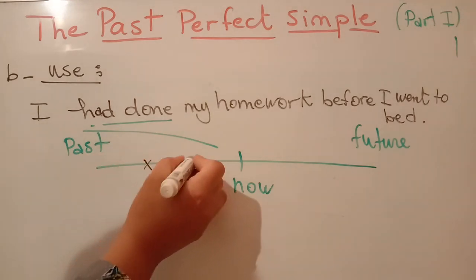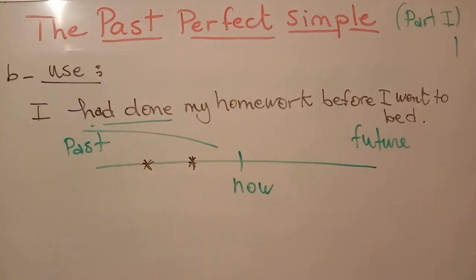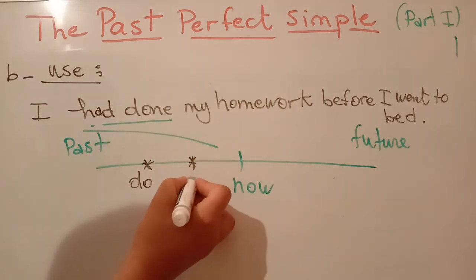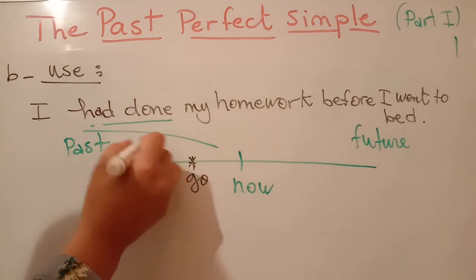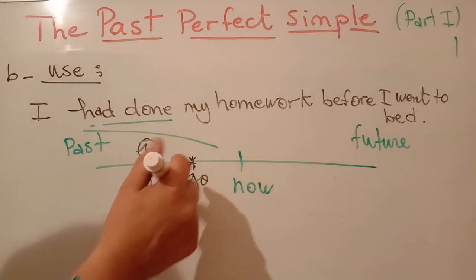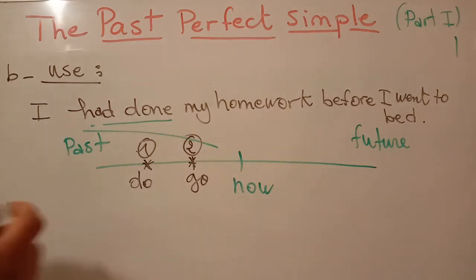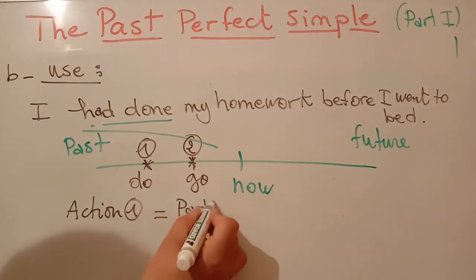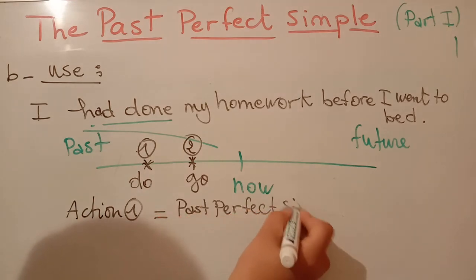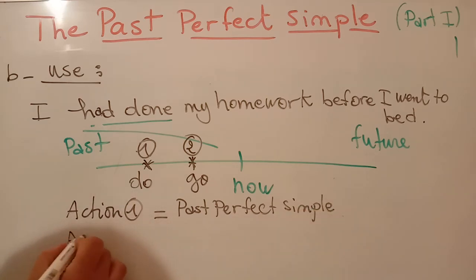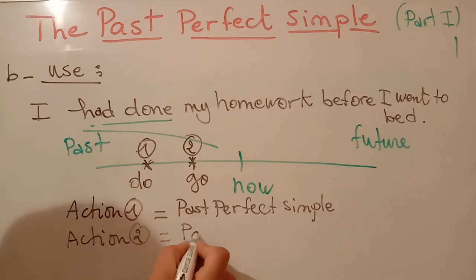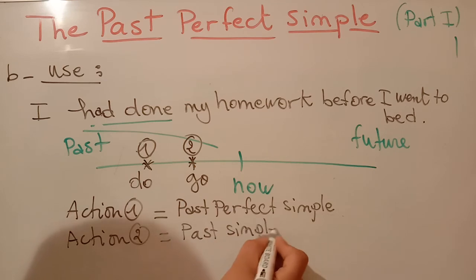You have two actions, okay? So what is the action that came first in the past? Of course it's do, the action of do. Then you have the action of go. So this is the action that came earlier than go. So go is the recent action. So action number 1 took the form of the past perfect simple, whereas action 2 takes the form of the past simple, the recent one.